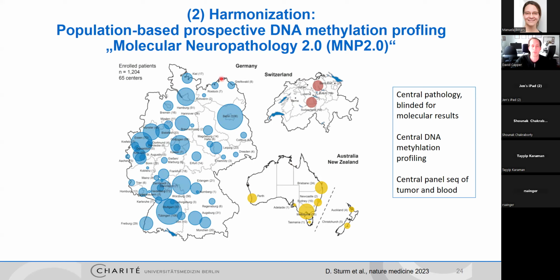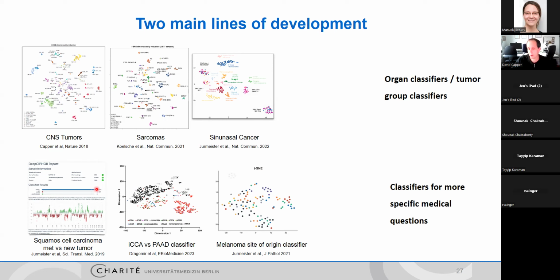Then there are other classifiers that have more the aim of looking at very specific medical questions. For example, you could have the question of a squamous cell tumor in the lung of a patient that has previously had a squamous cell tumor in the oropharyngeal region. And you would then like to know if this lung tumor is a new tumor or if it is a metastasis of the previously developed tumor. That is a very tricky question pathologically, but it has been shown that by using DNA methylation, this can be predicted very robustly.